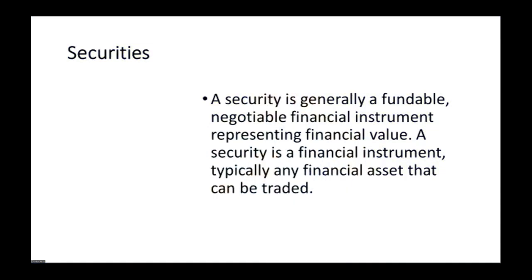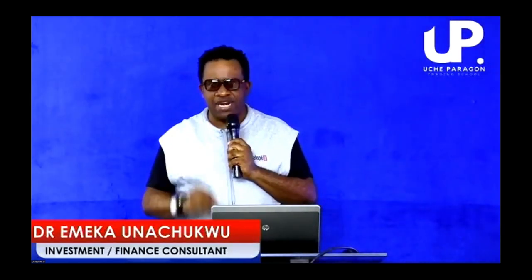Look at the screen. A security is generally a fungible, negotiable financial instrument representing a financial value. So remember, it's a fungible, negotiable financial instrument representing what? A financial value. A security is a financial instrument, typically any financial asset that can be traded. So you need to watch the operative words: fungible and can be traded. It's very, very important.